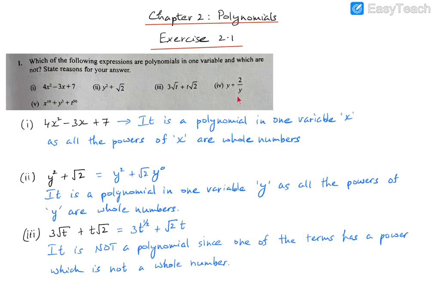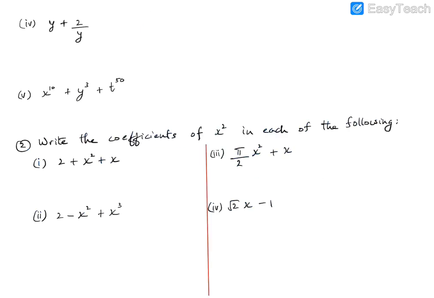Let us move on to the fourth expression, which is y plus 2 by y, and let us see if this is an expression that can be called a polynomial in one variable. So we can rewrite this expression 2 by y. When we bring the y to the numerator, we can write that as y plus 2, bring the y to the numerator, so it becomes y power minus 1. So basically we have y power 1 here plus 2 y power minus 1. It is an expression in only one variable, y.